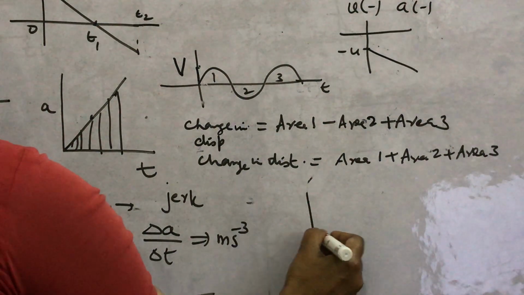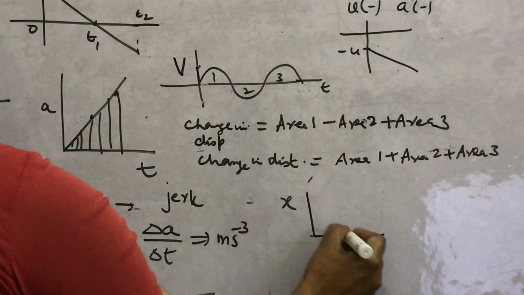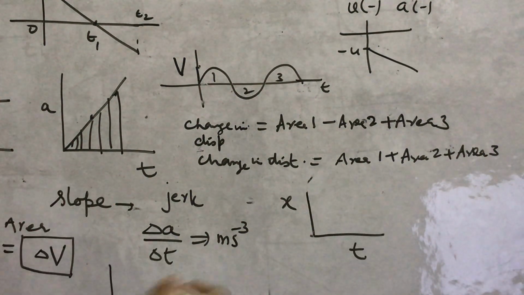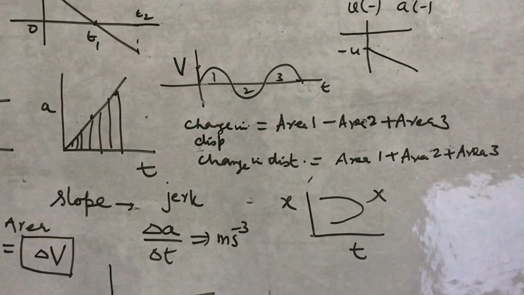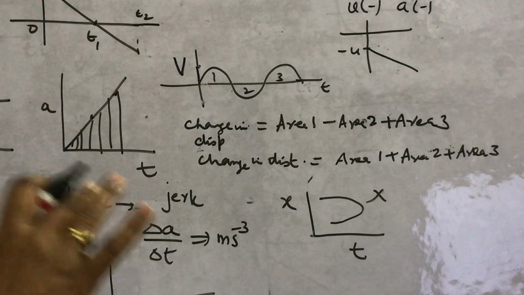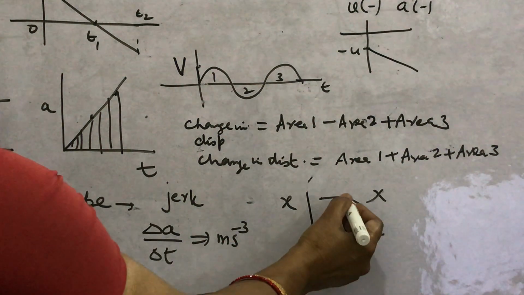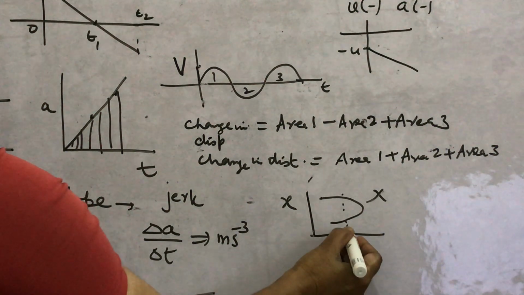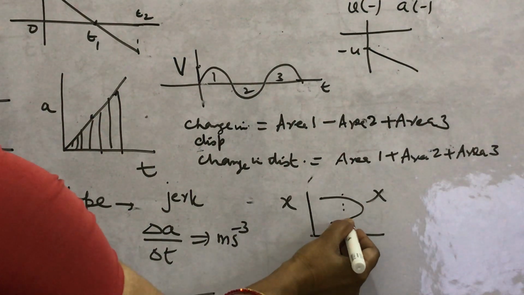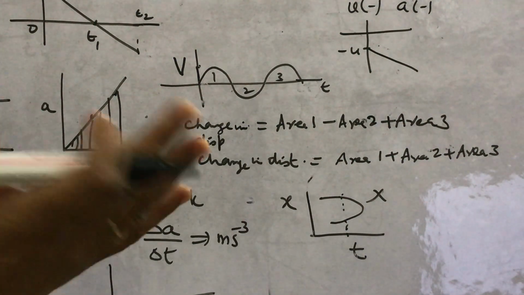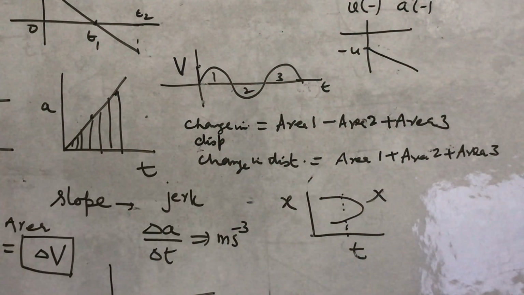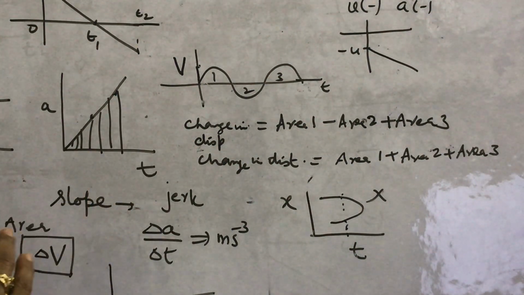Suppose the distance time graph is given like this shape, it is not possible. Such types of questions are also given, because at the same time, suppose this time is 2 seconds, two simultaneous positions can't be attained by any object. So this graph can't happen.